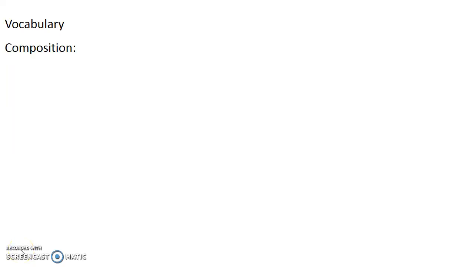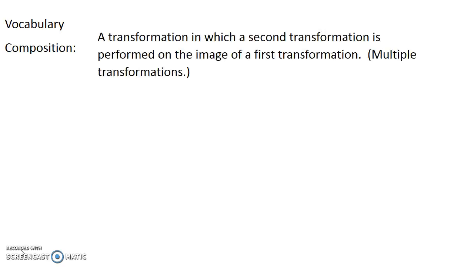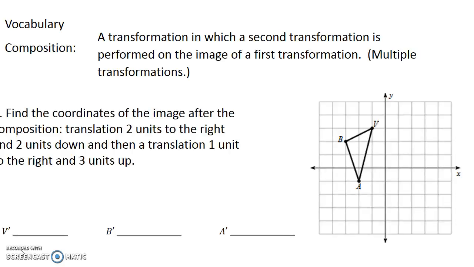Hey guys, these are the guided notes for going over translations, the second day of it, when we're talking about something called compositions. A composition is where you take a transformation and then a second transformation is performed on the image of the first transformation, which is a really long-winded way to say it's just multiple transformations. What we're going to be doing today is basically two translations. So you're going to slide your image and then you're going to slide it again.